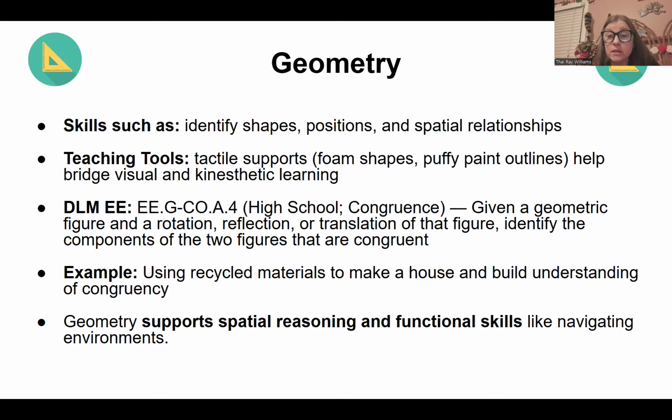And so in high school, one of the DLM essential elements for geometry is that given a geometric figure in a rotation, reflection, or translation of that figure, identify the components of the two figures that are congruent. Now, I'm sure that some of you are looking at that and going, I have absolutely no idea what that is. What do you mean I'm supposed to teach something like that if I teach high school?